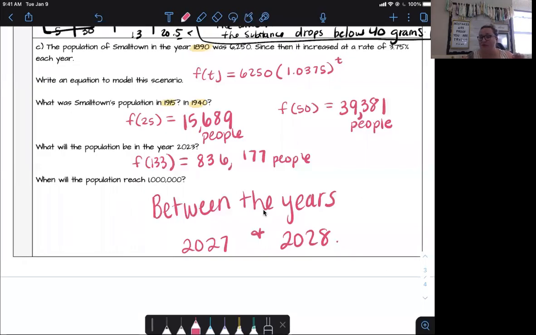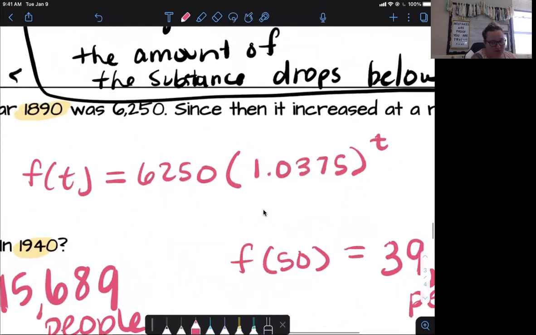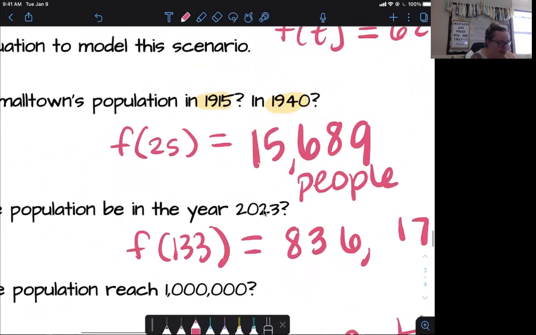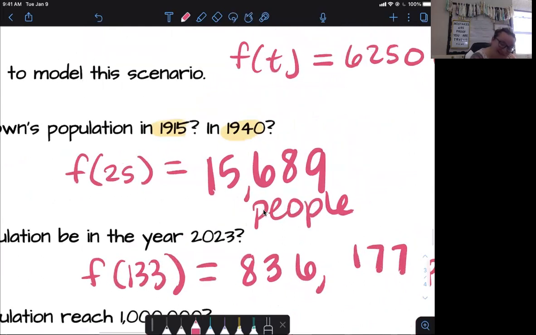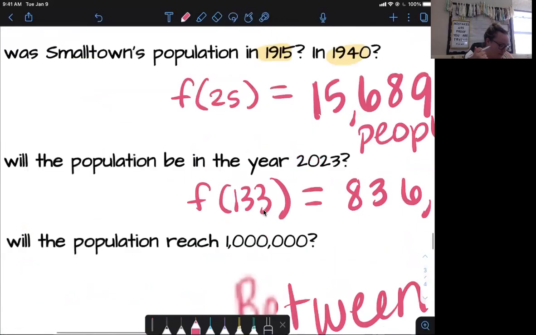All right, so I'm just going over the answers. I'm not showing my work, so I'm going to know whether or not you just copied what I did or if you actually tried yourself, because you should have some work on your paper. To write an equation that models this scenario, the function would be f of t is equal to 6,250 times 1.0375 to the t. When you plug in f of 25, you get around 15,689 people. You're not going to write a decimal when you're representing people, so make sure you either round up or round down to the nearest whole number. F of 50, in 50 years, there'll be about 39,000 people, and that would be in 1940.